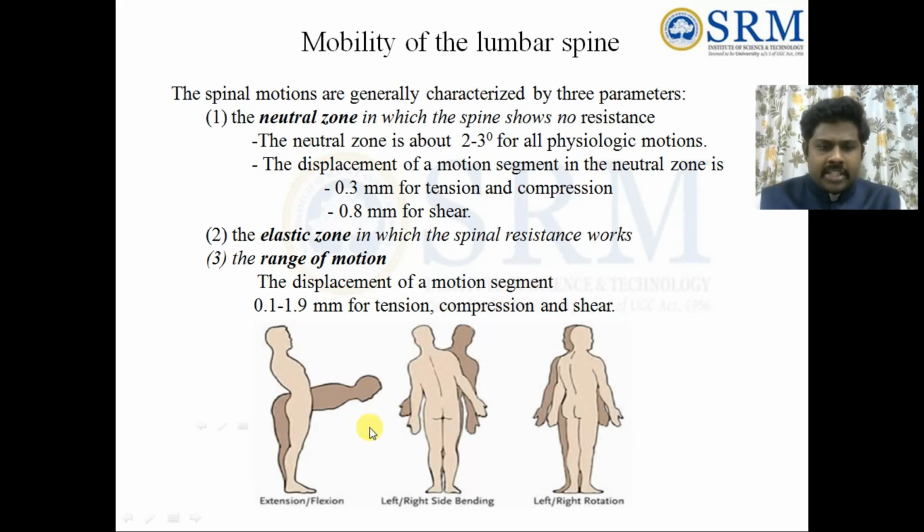If you see the picture here, you can understand this position is called flexion. See, he is going forward, that is called flexion. He is going backward, that is called extension. If you see here, this is bending, with the left side bending and right side bending. These are the two types of bending. Then axial rotation with respect to the left and the right. Those are the main three.